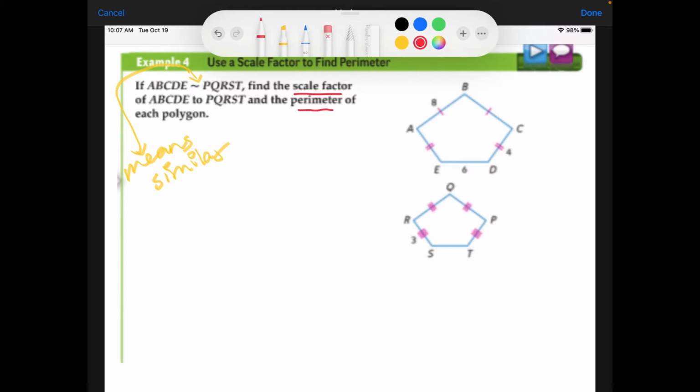So finding the scale factor first. To find the scale factor, all we have to do is find a corresponding side and write it as a fraction and then simplify it. So we're going to find the scale factor first, and then we'll find the perimeters. So scale factor, first let's find the corresponding sides.